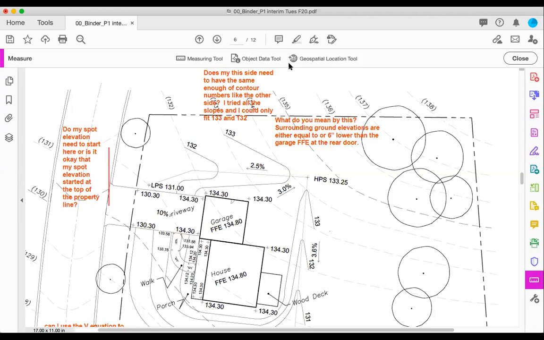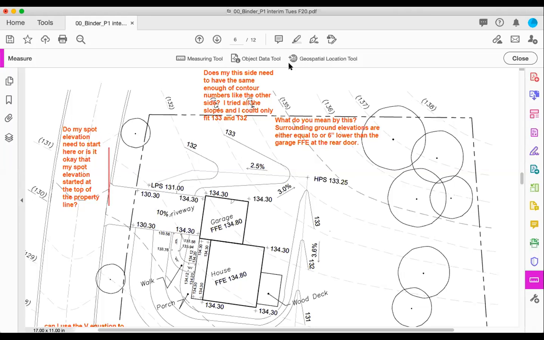Does this side need? Okay, the first one, you don't have to have exact same contour numbers like the other side because your LPS could be very different. In this case, actually the two swales are not very balanced. So you don't need to worry about the number of contours being the same on both sides, okay?